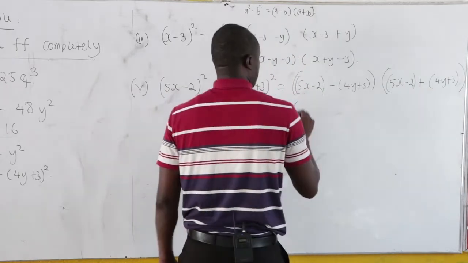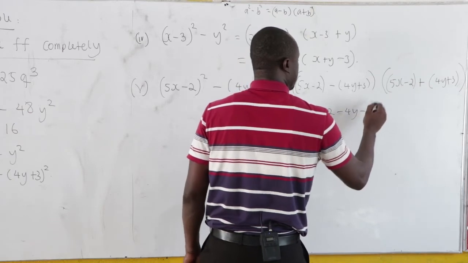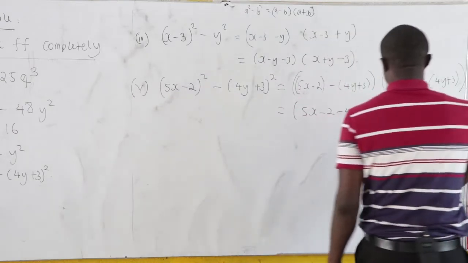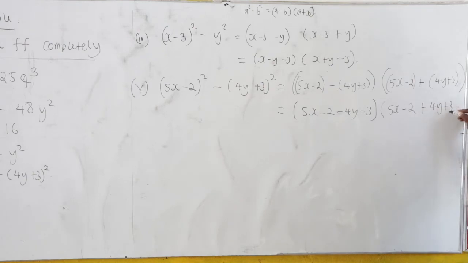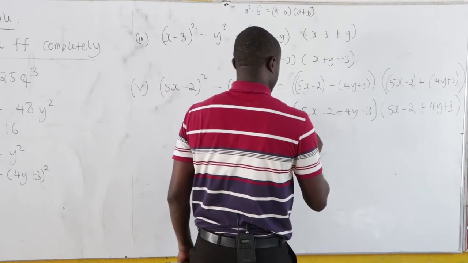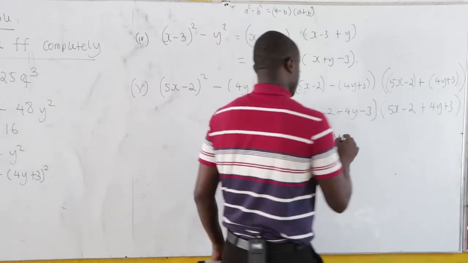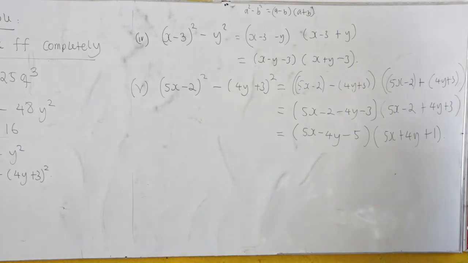Now this will give us 5x minus 2 minus 4y, and then minus 3. That's why we brought the brackets, negative and positive, that's negative. And here we have 5x minus 2 plus 4y plus 3. Now 5x minus 4y, so we have 5x minus 4y, and negative 2 negative 3 we can put together, negative 5. Now we have 5x plus 4y, negative 2 plus 3, and that is just 1.